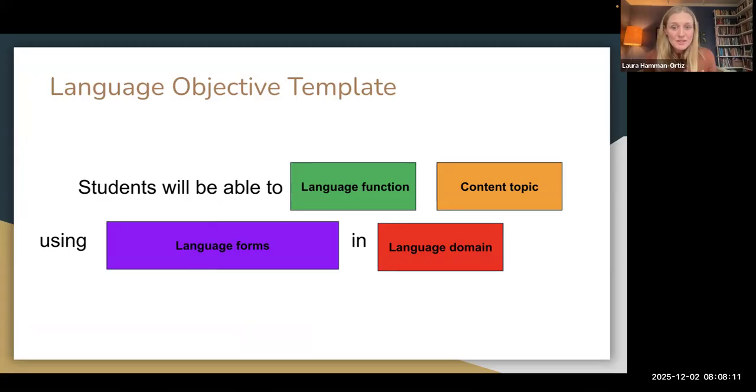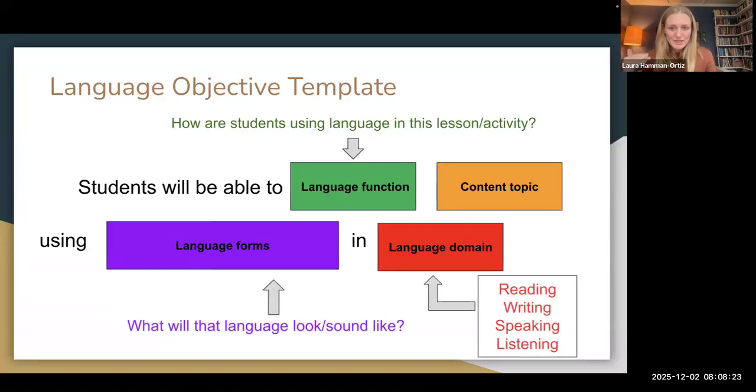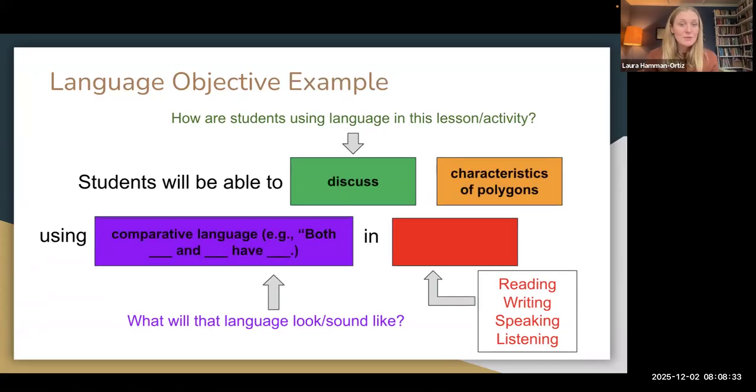Students will be able to [language function], [content topic], using [language forms or features] in [language domain]. So how are students using language? And what would that language look like? Those are the two things you're thinking of. And then the domain refers to reading, writing, speaking, or listening. So what this looks like in practice is: students will be able to discuss characteristics of polygons using comparative language, like "both blank and blank have blank," in speaking.